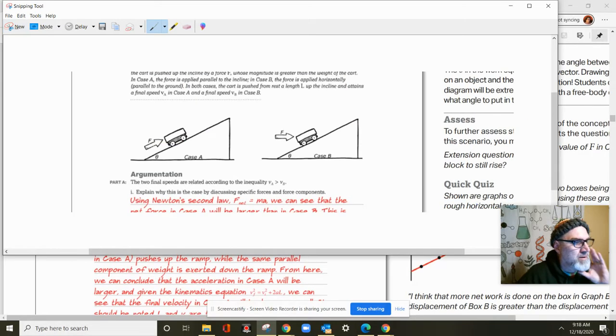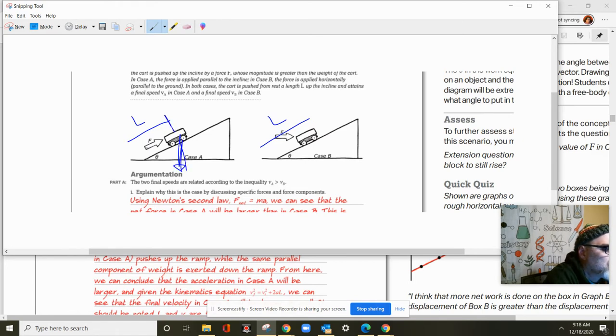Here we go. So they're saying that this is a length L here, right? For both cases, it's going to go a length L up the ramp. So they're going to use L instead of X. There's force of gravity pulling down. There's a normal force.